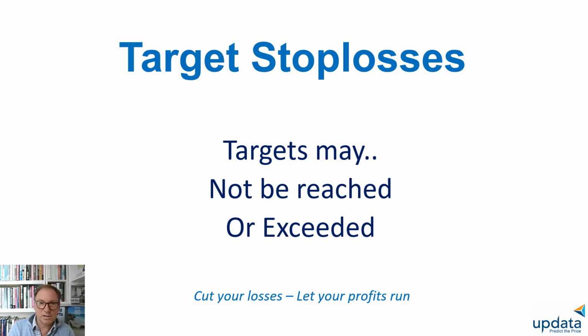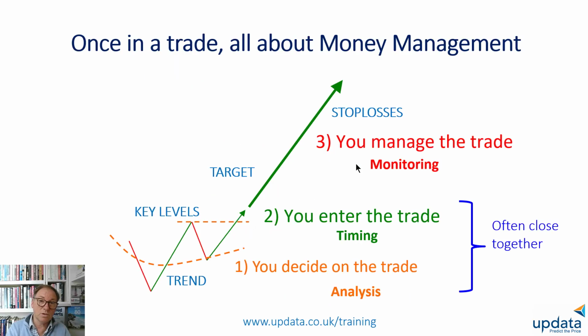Now, target stop losses. Targets may not be reached or exceeded. Cut your losses or let your profits run. If you think about it statistically, a target is either less likely to be met exactly, sometimes it does happen, but often a target will not be reached, so you want a stop to get you out before that happens, or it will be exceeded and you want to run that profit and keep going beyond the target. So this is the whole point of stop losses.